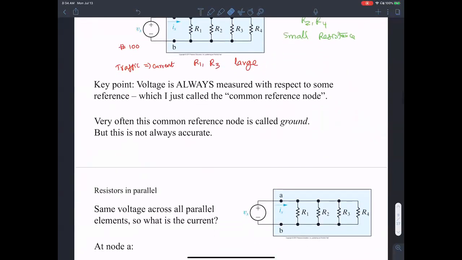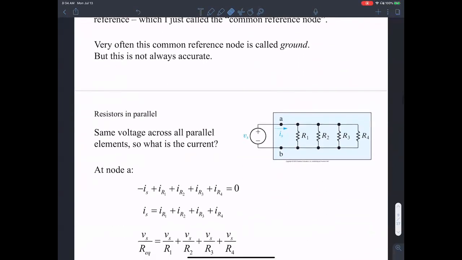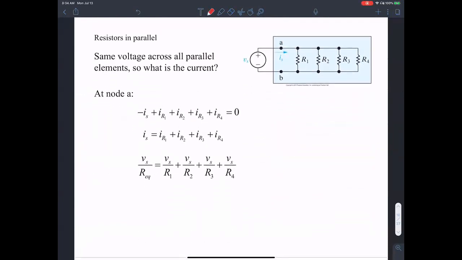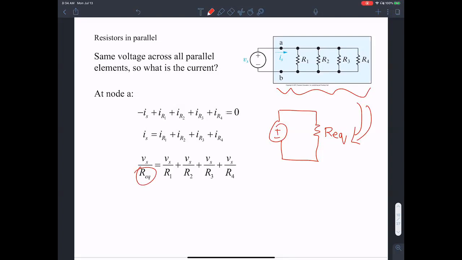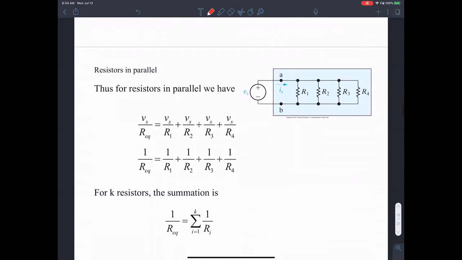Well, what is the equivalent resistance? When you have four resistances in parallel, R1, R2, R3, R4, the equivalent resistance, or in other words, the resistance that can, without any problem, replace all four resistances here without any change in the terminal behavior, is R equivalent. So R equivalent is equal to the reciprocal of the different resistances here.